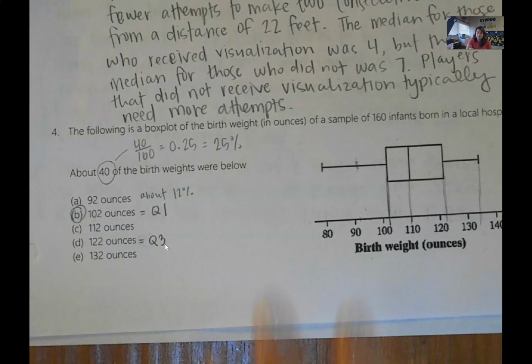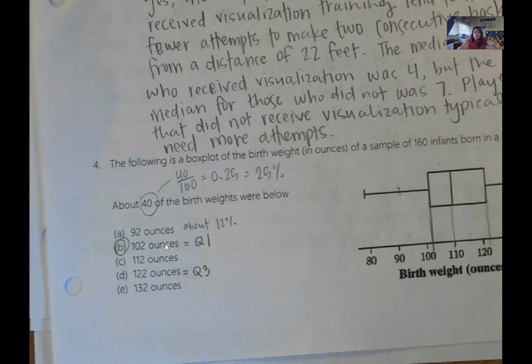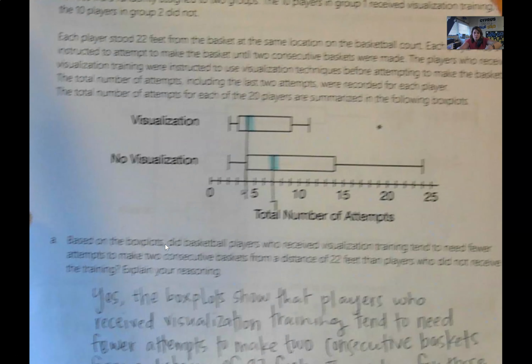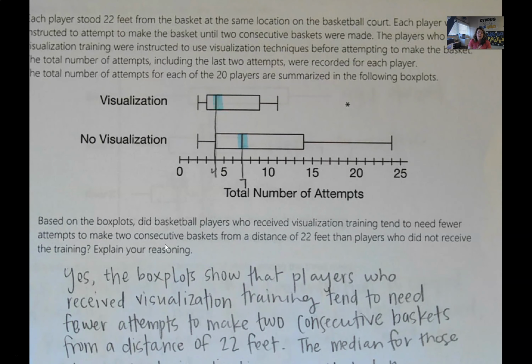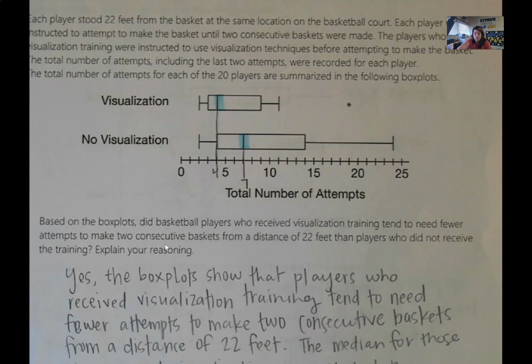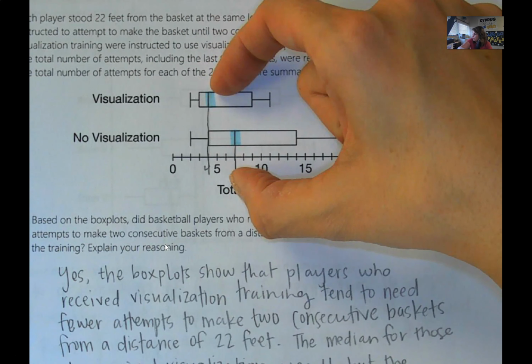Question 3. A team of psychologists studied the concept of visualization in basketball. Essentially what they did was they split players into 2 groups. One group visualized making their shots before they attempted, and another group did not. They had to shoot until they made 2 in a row. And what we were interested in was, would they do better if they visualized first? So this is the number of attempts that you're seeing in the box plot.